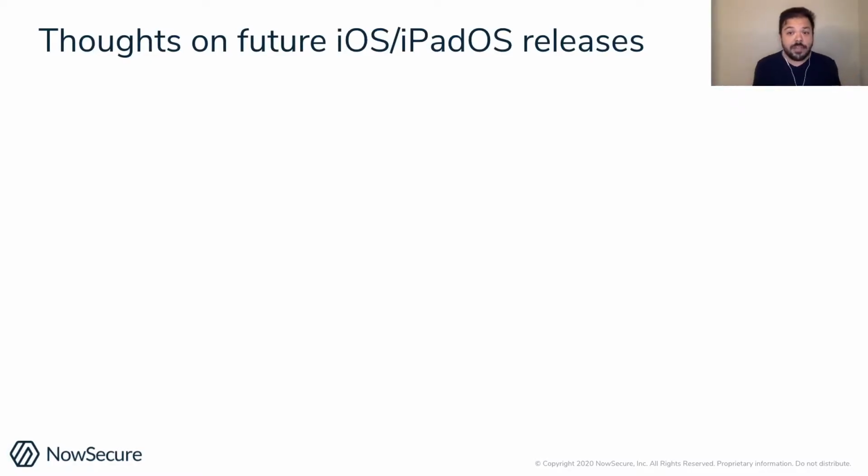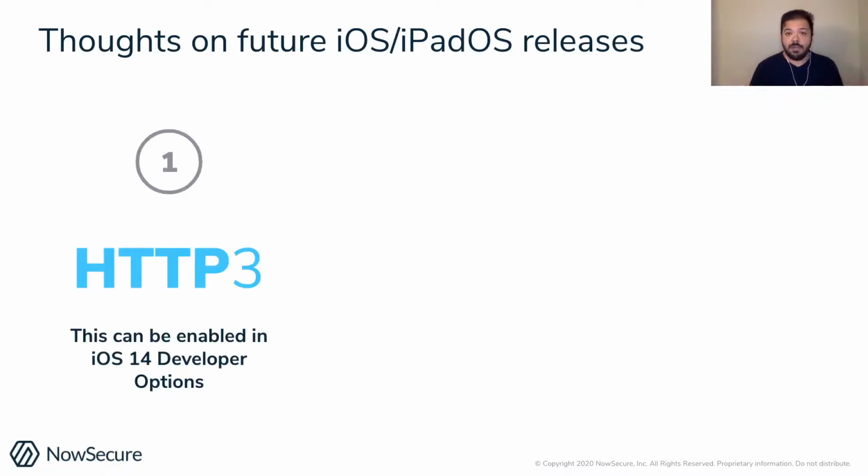So for some final thoughts, I think it's worth mentioning that there's a lot of stuff on the horizon that are coming to iOS and iPadOS. First of those, HTTP/3, which is enableable in iOS 14 through the developer options. It'll only affect URL session connections. You can also enable it in Safari through the experimental mode. So that is going to probably be defaulted in the next version of iOS.